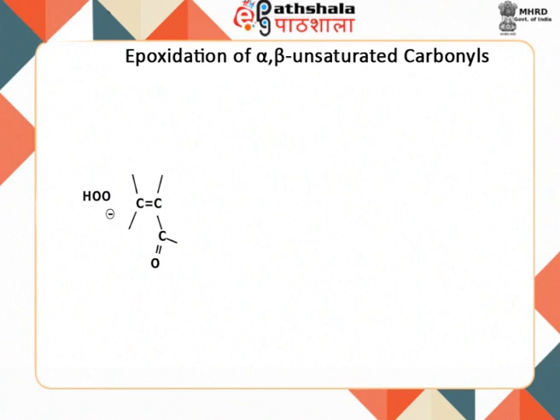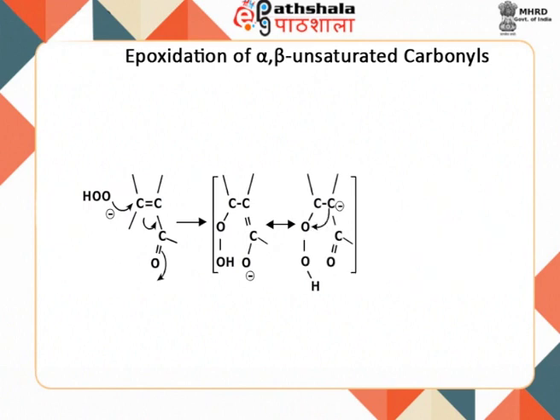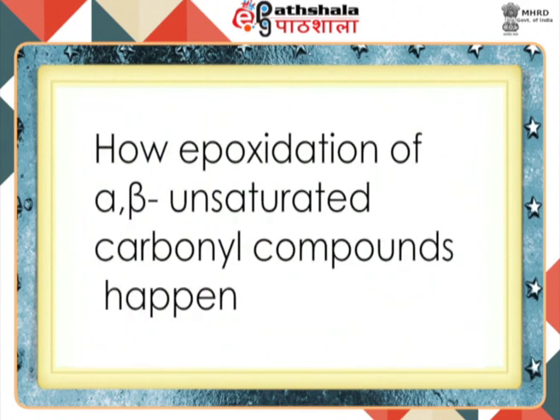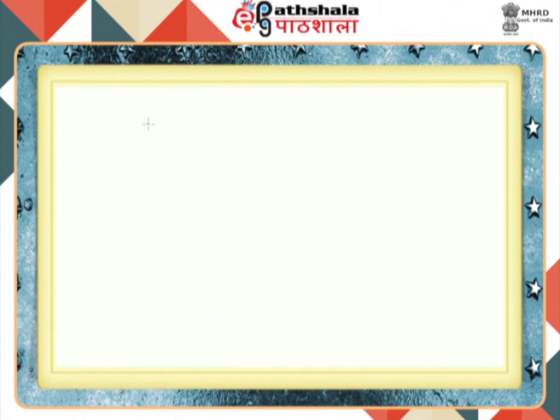The reaction initially involves 1,4 addition of the nucleophile to the conjugated alkene and subsequent internal attack of the carbanion on the oxygen to form an epoxide ring via cleavage of the oxygen-oxygen bond and liberation of OH anion, as depicted here. Let us now try to understand how the epoxidation of alpha beta unsaturated carbonyl compounds happens with OOH minus with the help of an example.